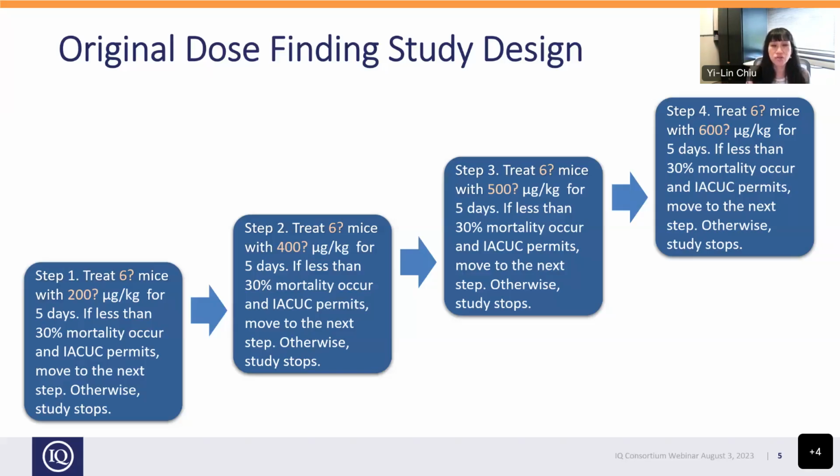Otherwise, we stop. So this is going up in a graduated escalation manner, and at every step we treat mice at a certain dose for 5 days, and then observe if we have approximately 2 out of 6 mice die from the treatment, and then we can pretty much utilize that to identify the maximum tolerated dose. And if it's less than 30%, and it's permitted by IACUC, then we continue to go up.